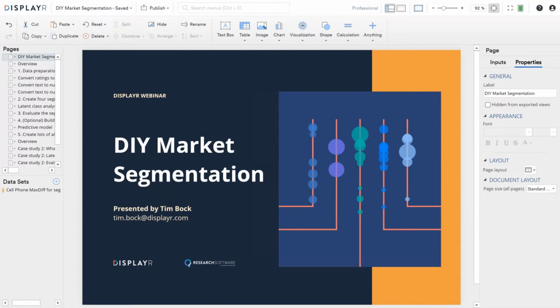Now, there are two approaches to segmentation. You can use judgment to create segments, and that's not something I'm going to talk about at all today. Or you can use algorithms augmented with your judgment, which is what we're going to focus on.